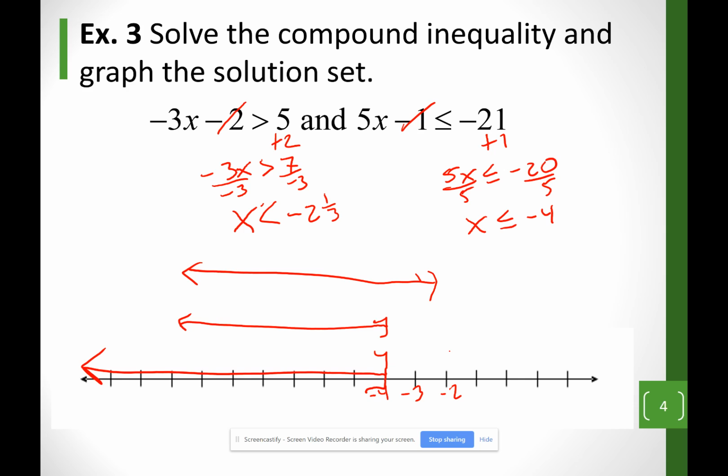Now, interval notation. How far left do I go? I go as far as negative infinity. How far right do I go? Keep in mind, I'm looking at what is in both graphs. So how far right do I go? I go as far right as negative 4. My negative 4 has a bracket.